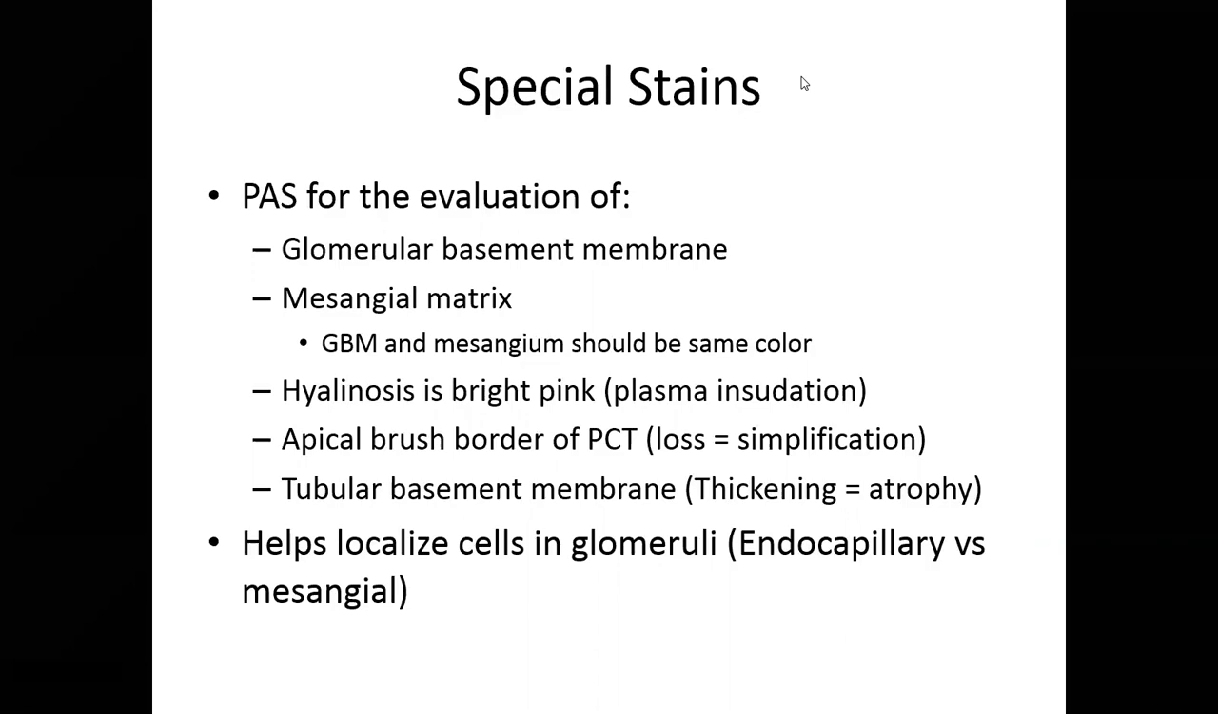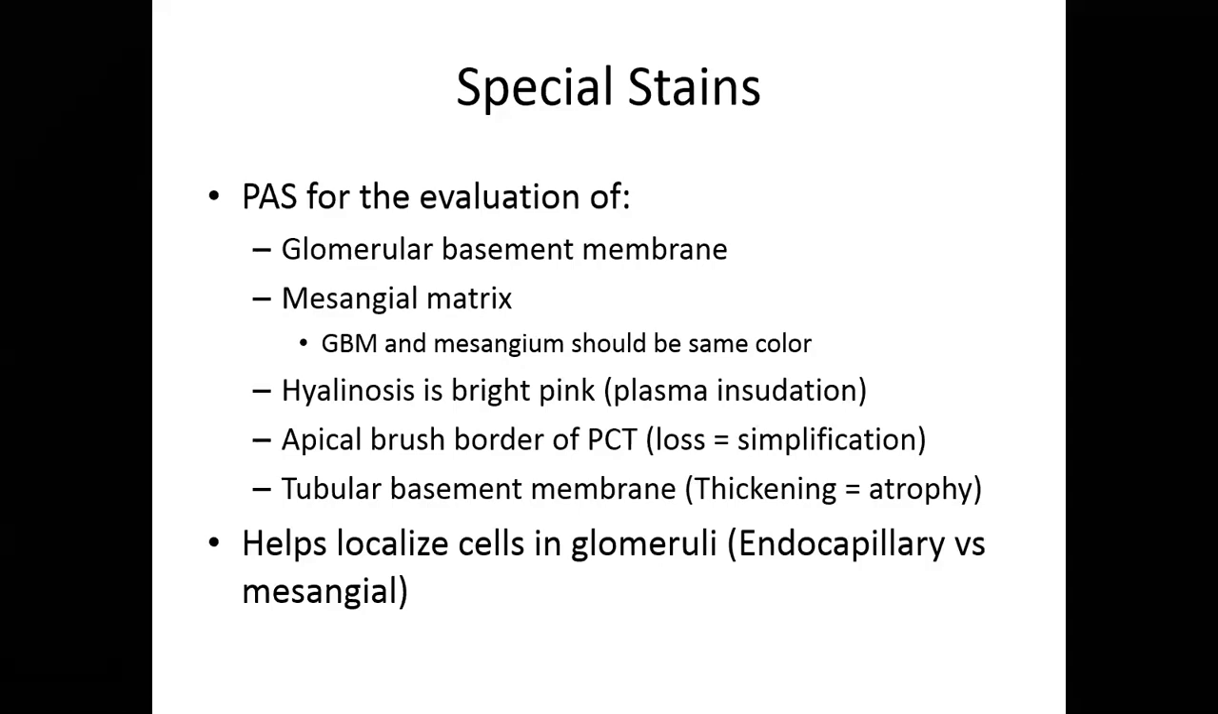So PAS is the first thing we would look at. The PAS is going to help us evaluate the glomerular basement membrane. It's also going to help us evaluate the mesangial matrix. Please realize that the GBM and the mesangium should be the same color on this stain. They're also the same color usually on the H&E, but if you're looking at a PAS stain and the GBM is a different color than the mesangium or vice versa, then you have a disease process going on.